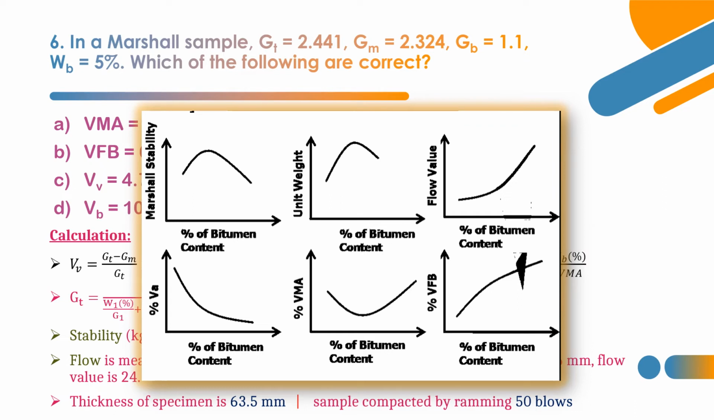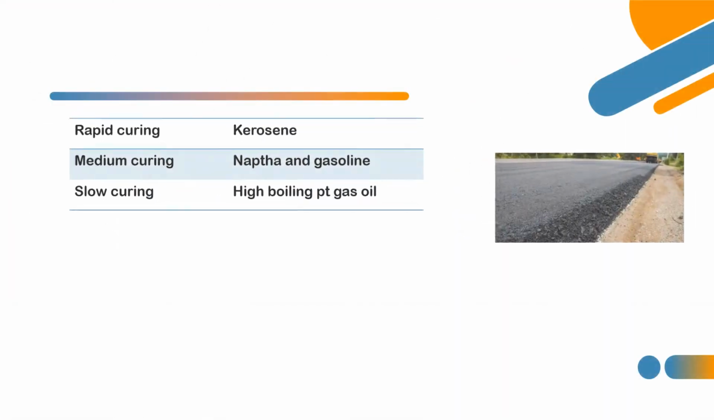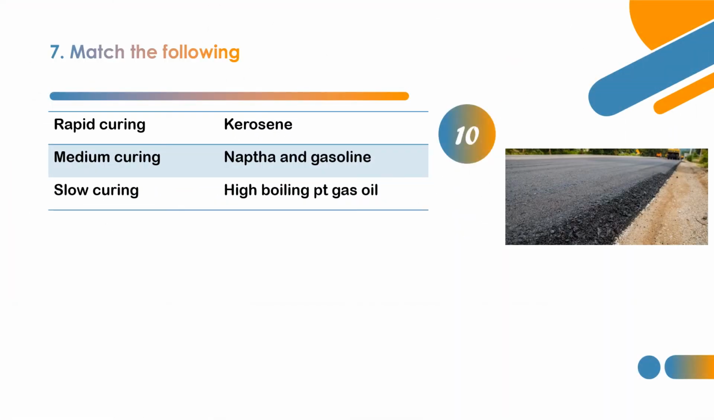Now we shall move on to the seventh question. This question is also based on bitumen. So rapid curing, medium curing, slow curing for cutback bitumen. In case of rapid curing cutback bitumen, what chemical has to be mixed? Similarly for medium curing, slow curing. So just match the following.